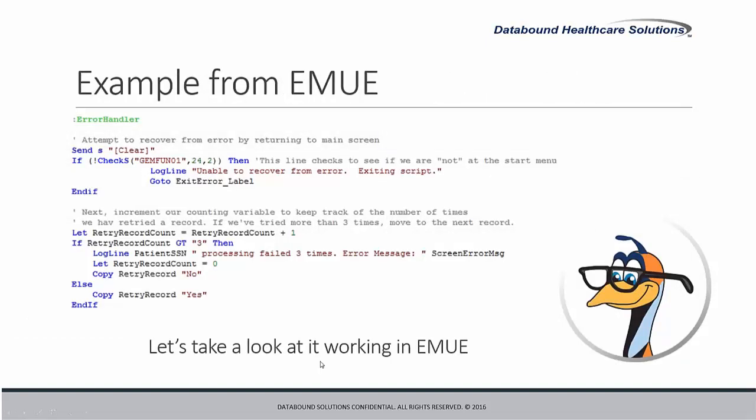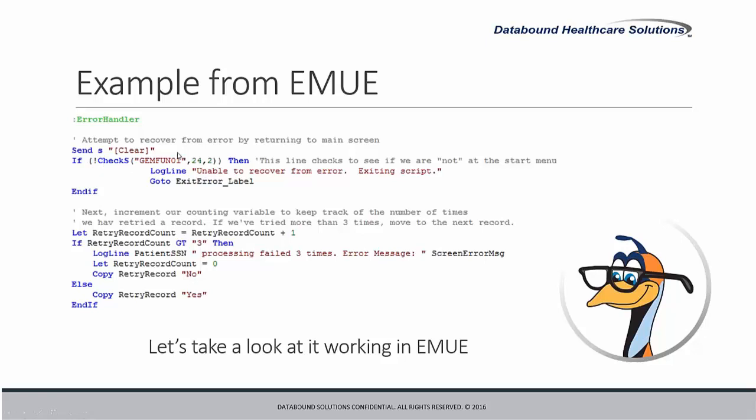So here's an example from EMUE. And we just saw this. We're going to go back in there and check it out again. So we can take a little bit of a look at this. So the first line up here, send S, clear. That clear command for terminals is going to get us all the way back to the beginning of our terminal in most cases. It's going to act like a Control-Alt-Delete and get us out of wherever we are, bring us back to the beginning. The next line here uses some inverse logic.